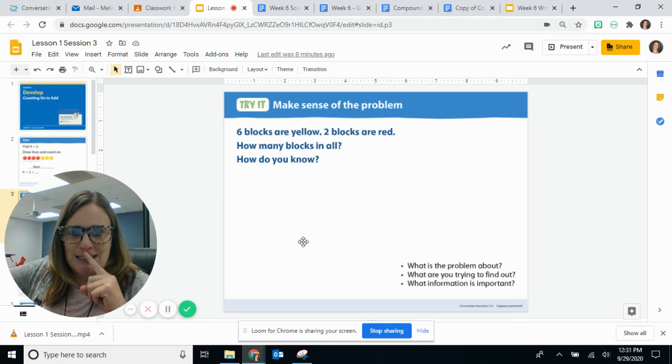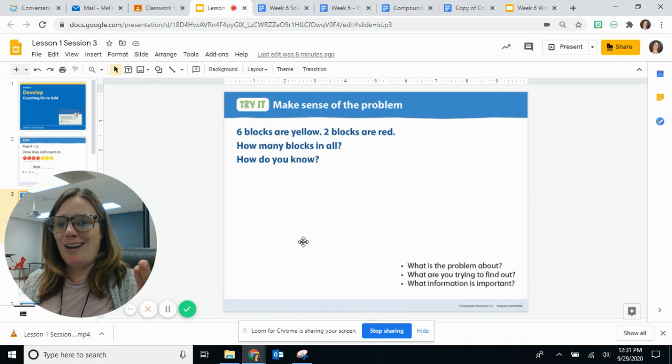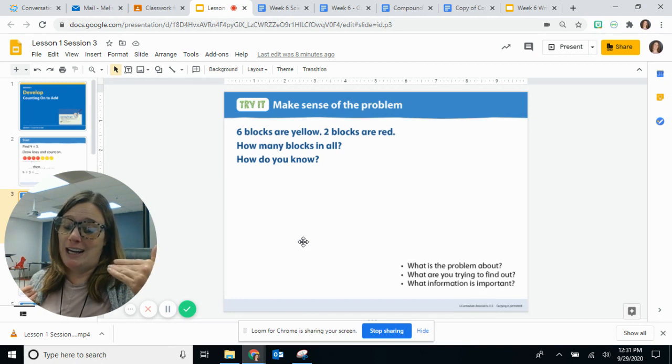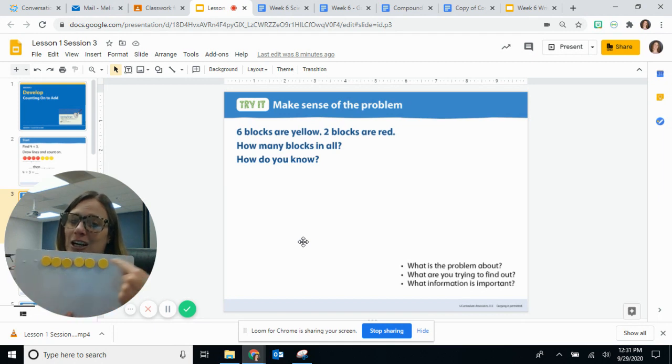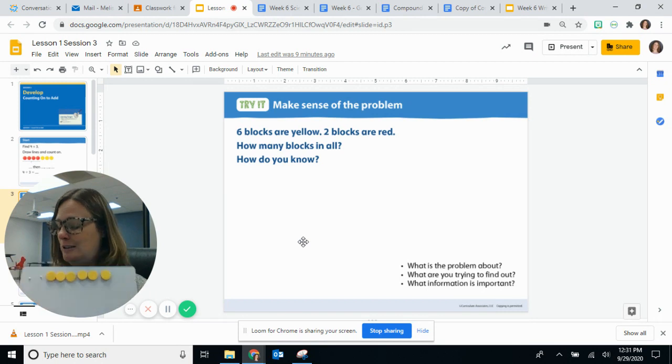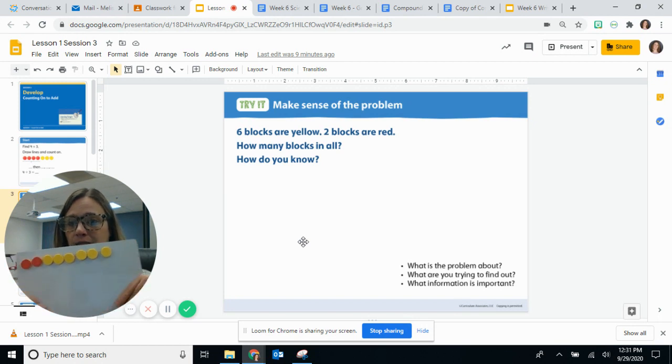Let's see. It says, what information is important? The color, because we've got 2 different colors. And you know what? My train cubes are green and yellow, so I would rather match if I can. I don't have blocks that match that, but I do have counters that match that color. But since they're red and yellow, I know some of you don't have red and yellow, I'm going to use those. So it says 6 blocks are yellow, so I put 6 yellow counters. 1, 2, 3, 4, 5, 6. Now I need 2 what color? 1, 2, red. Okay, so this is how I'm going to work on figuring out this problem.